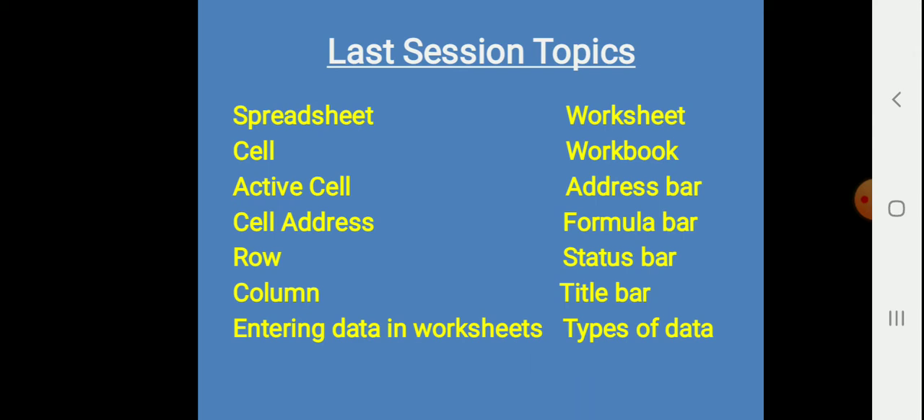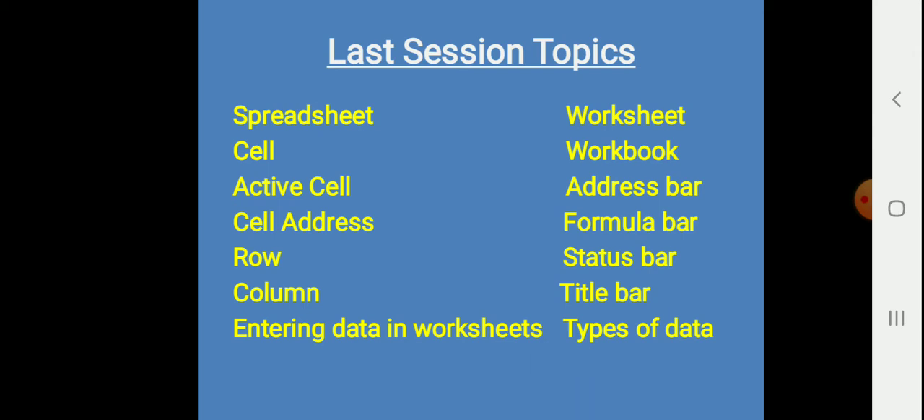An address bar. See, address bar can also be called the name box. The another name for address bar is name box. The address bar is the small input bar at the left side of the MS Excel window. What it does is show the address of the active cell. As I told you, the highlighted rectangular box is the active cell, and it shows the address of the active cell. That is the purpose of address bar.